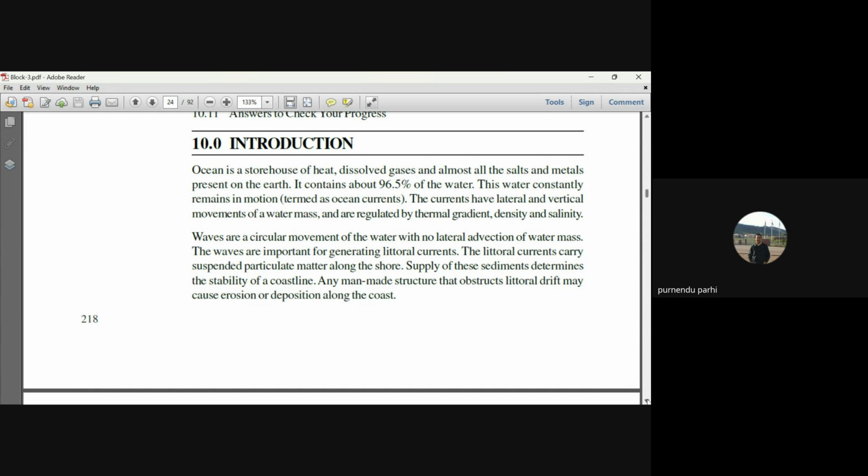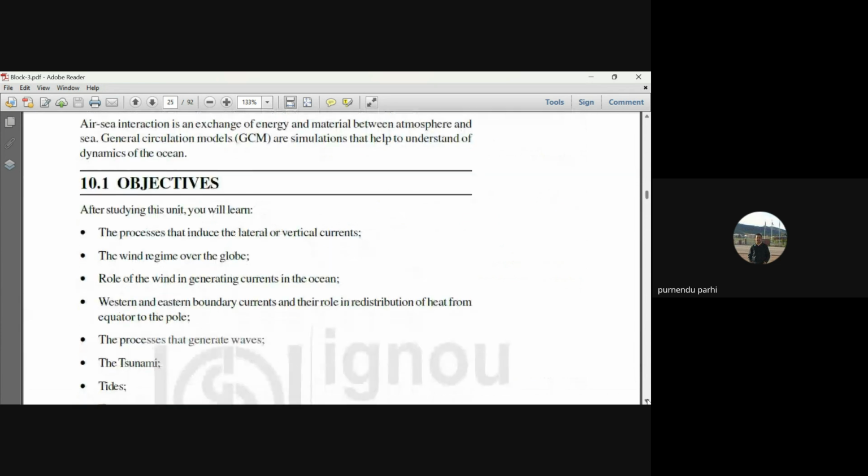The waves are important for generating littoral current. The littoral current carries suspended particulate matter along the shore. The supply of these sediments determines the stability of a coastline. Any man-made structure that obstructs littoral drift may cause erosion or deposition along the coast.